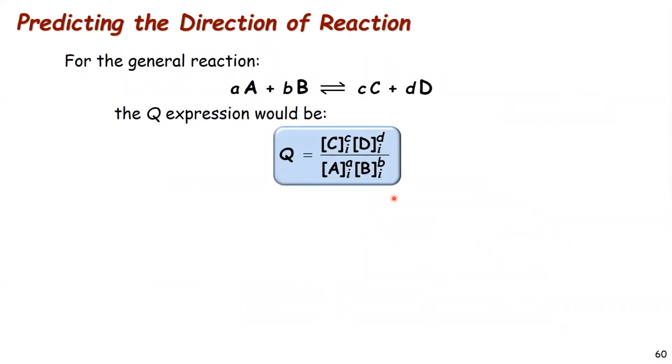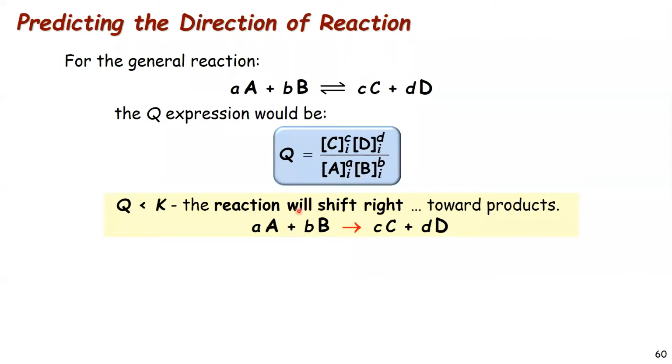Okay, so again, it has the same expression as K, except this time we're just using the initial concentrations. K is the concentrations at equilibrium. So how are we going to be able to use this? Well, we're simply going to compare the value of Q to the value of K, right?